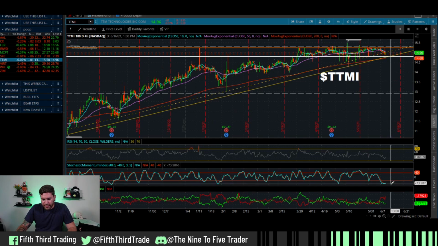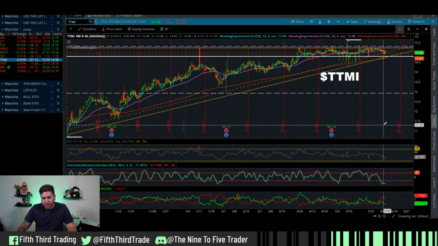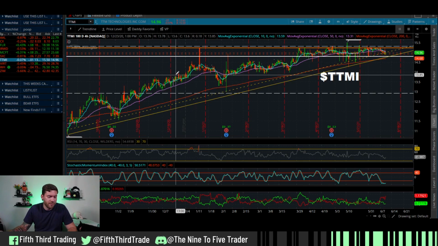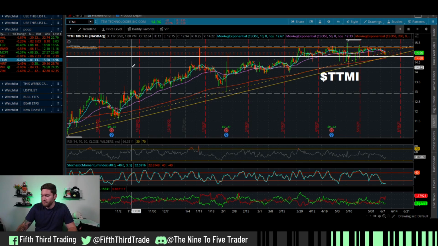RSI, it's fair and low. Stochastics low. Bulls low. Bears high. It all checks out. Just a little bit less risk or a little bit less reward than usual. I'd probably wait. I think the 6 before are probably better picks, honestly, given the lack of price action. But it's not bad.